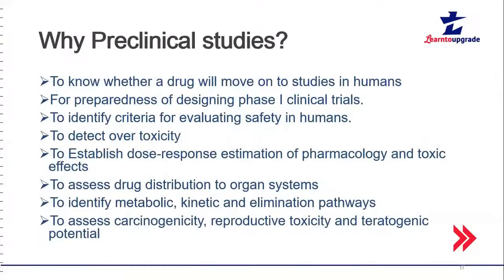Okay, so basically, to detect the over-toxicity is also important, because that is also a side effect at a certain level. At a toxic level it is important. We also need to check after what particular therapeutic or toxic level the drug is going to be lethal or something like that. So that is important. Then we need to establish the dose response estimation of pharmacology and the toxic effect. This is a very, very, very important part which we need to know.